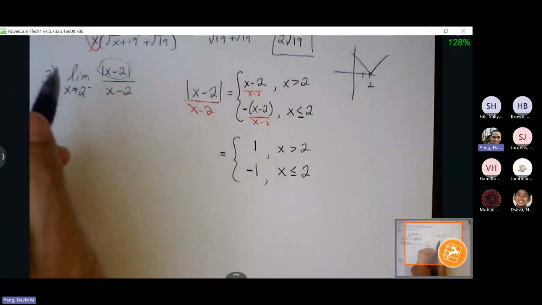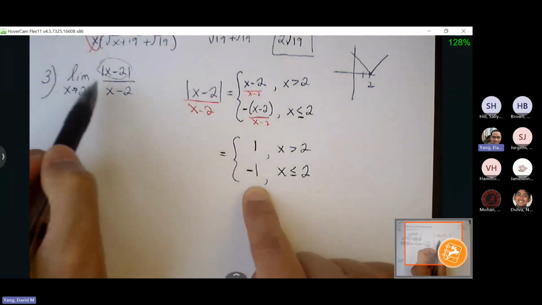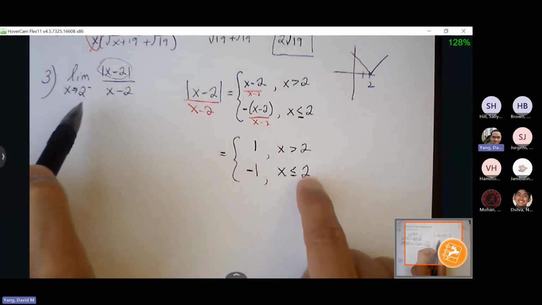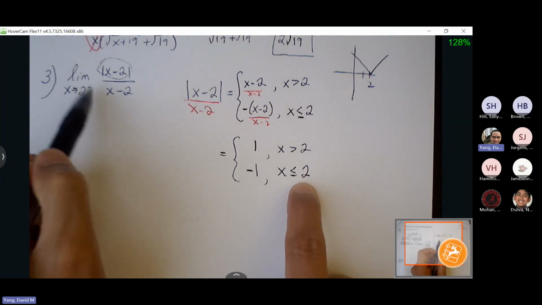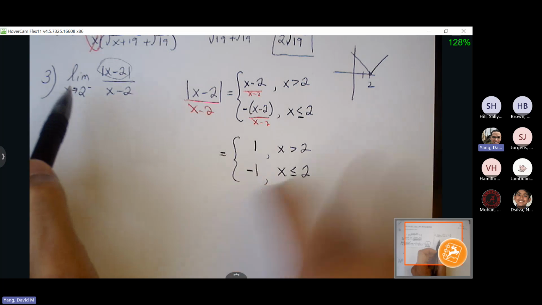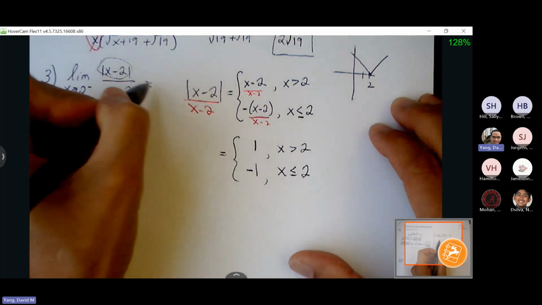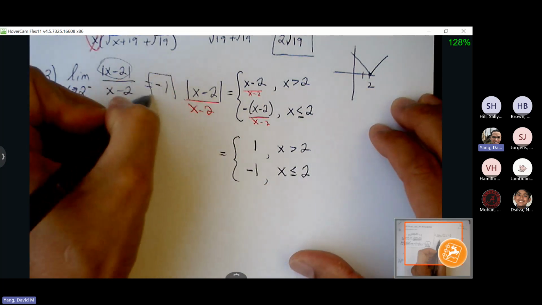So we can now read this graph a little bit easier here. If we're approaching 2 from the left, that is, those are values slightly less than 2 headed towards 2, and we see that the y value is holding steady at negative 1. So that's one way that we can say that the one-sided limit is equal to negative 1.